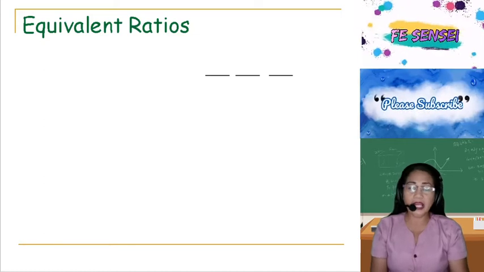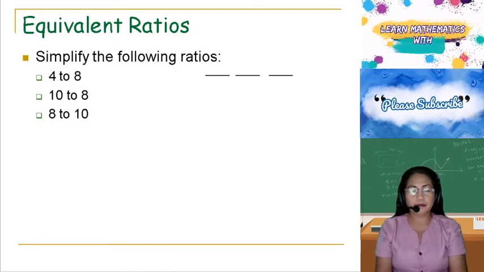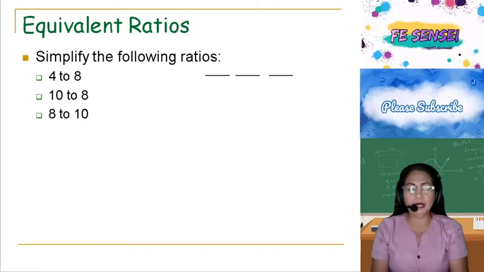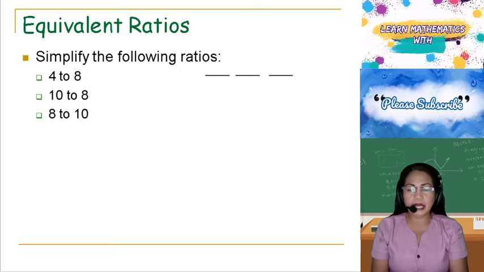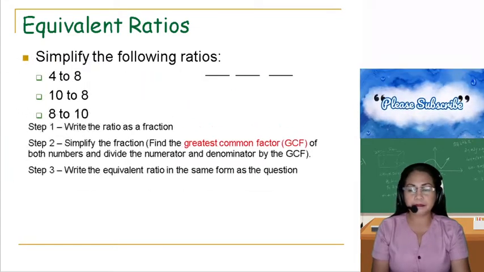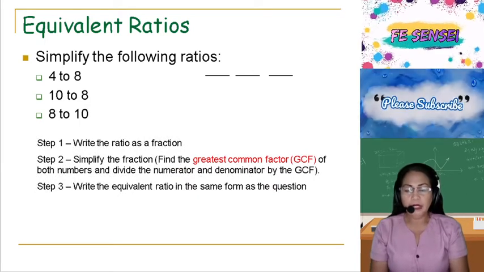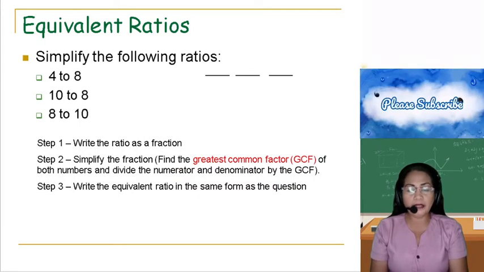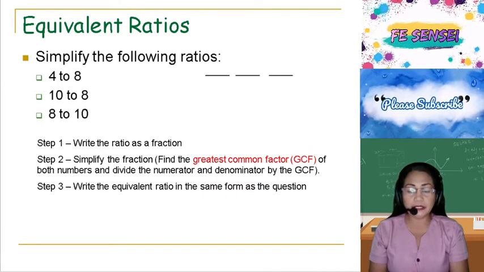What is equivalent ratios? Simplify the following ratios: 4 to 8, 10 to 8, 8 to 10. The steps are the following. For step 1, write the ratio as fraction. So write the ratio as fraction.